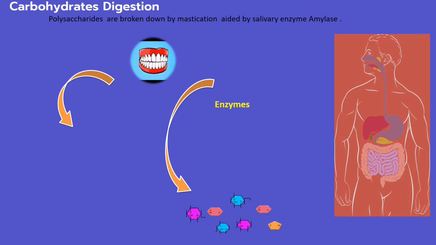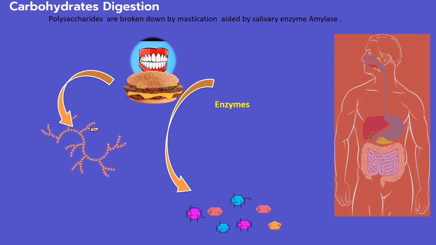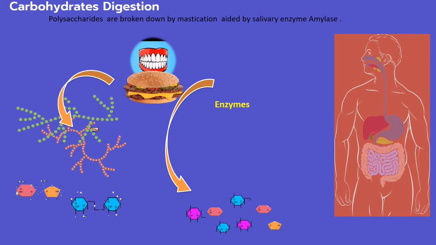Now, basically, the carbohydrate source refers to the food. And in this case, hamburger is our food source. It is from this food source where polysaccharides are coming from, and that is in the form of starch and glycogen. And for the disaccharides, it will be in the form of sucrose, lactose, and maltose.